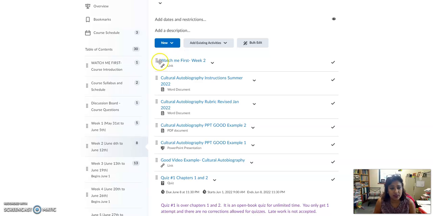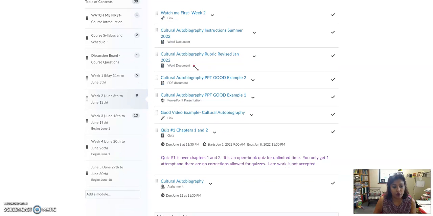Now, as you can see, there is already a Watch Me First here. I'm going to replace that with this link because I just noticed that it was blurry halfway down. So I'm going to do that part over here, but let's talk about what is in your week 2. For week 2, what you have is, I am going to use my marker.